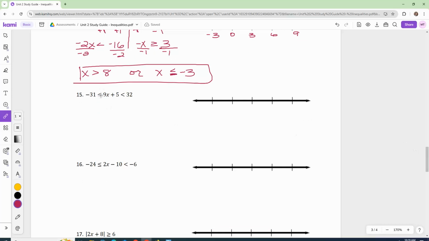Number 15. Nicole, can you tell me what to do here? Subtract the 5 from this. Good. Both sides. So negative 36 is less than 9x is less than 27. And then divide by 9. When it's set up like this, we are expecting our answer to just be in between 2 points.